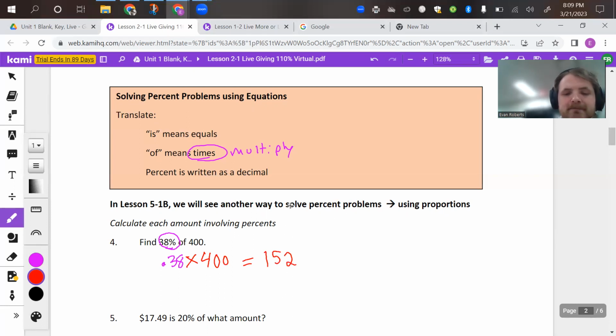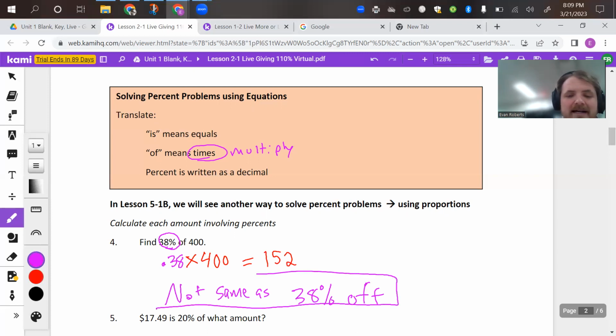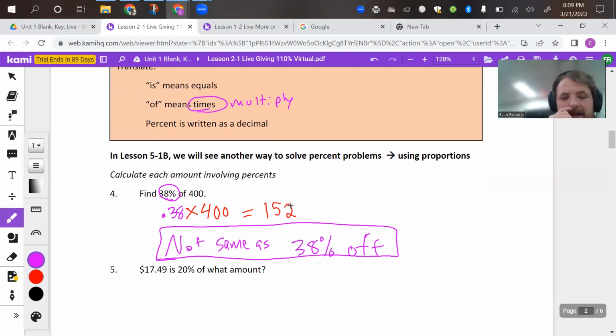So that is not the same thing as 38% off. Again, take note of that. That's not the same thing as 38% off. Next one, 17.49 is 20% of what amount? Okay, so this is where it gets a little bit confusing. So it says is means equals.